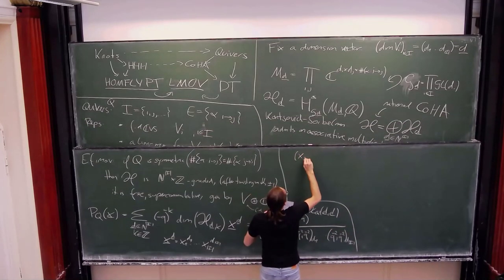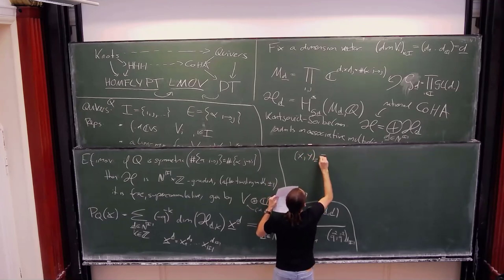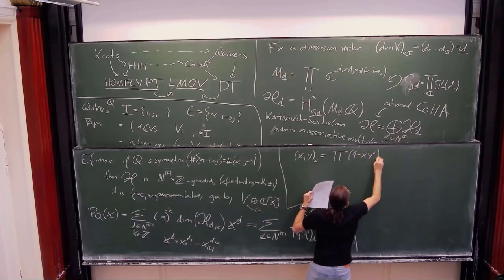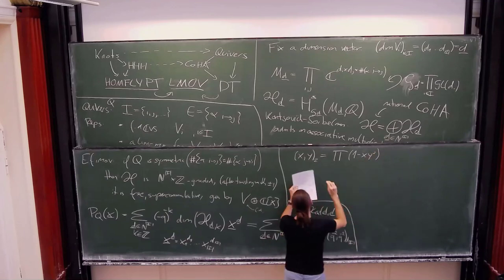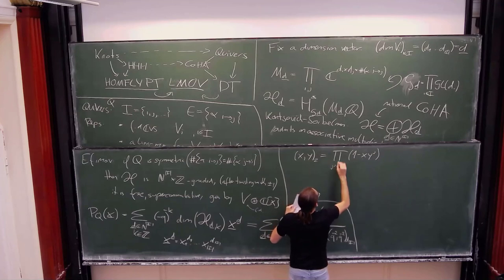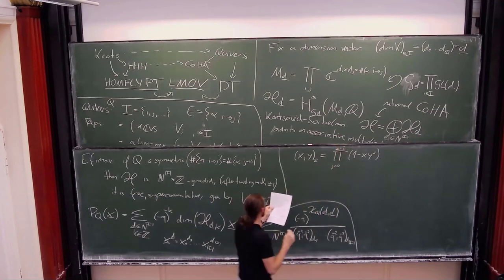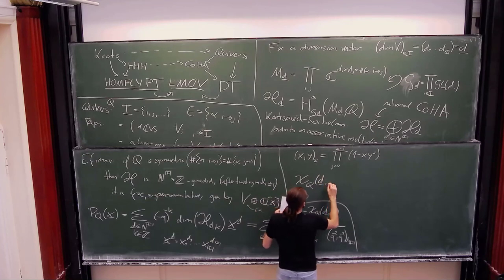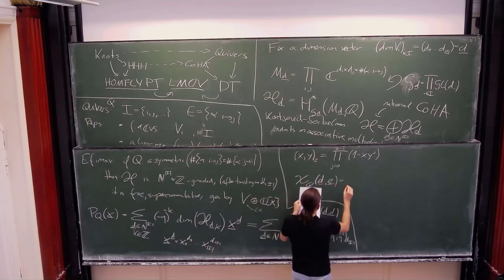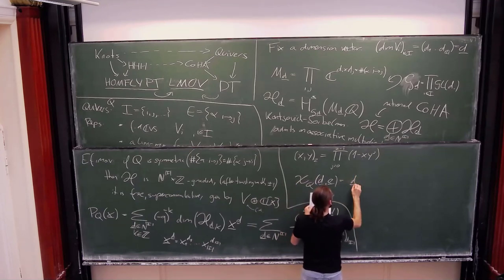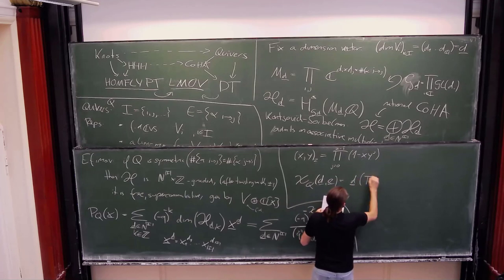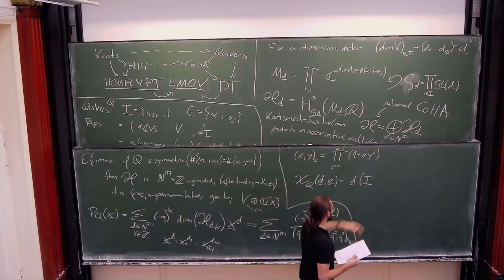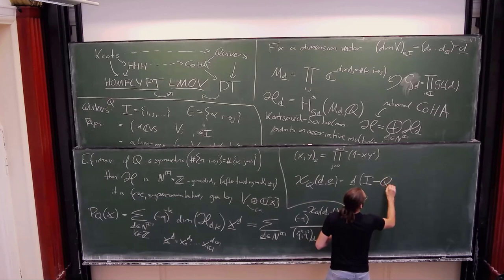So these Pochhammer symbols, just to remind you, are a product of the form 1 minus x times q to the j, and j runs from 0 to d minus 1, where d is my subscript here. And the other thing that I haven't defined is this Euler form. So this is a bilinear form, which is given in coordinates by the square matrix given by identity minus the adjacency matrix of the quiver.